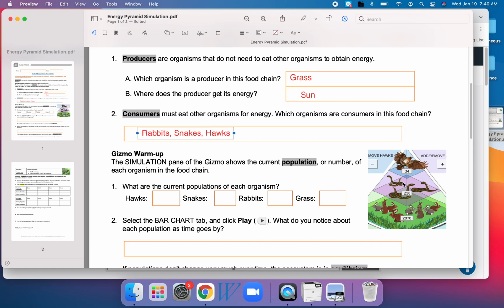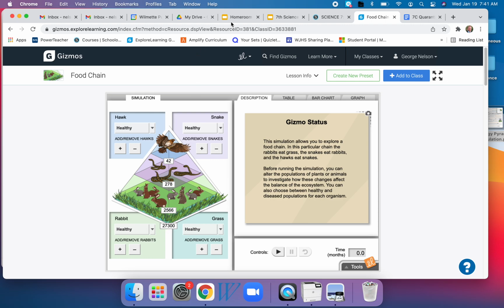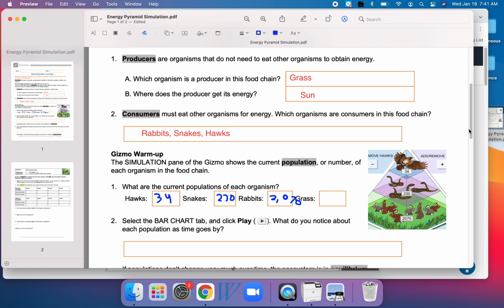What is our initial population? It gives us numbers here. The hawks would be 34. Hopefully I can just write it to make it faster. The snakes are 230. And then the rabbits are 2,070. And then the grass from the simulation, 27,300.